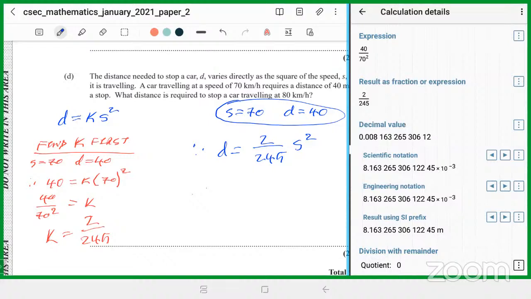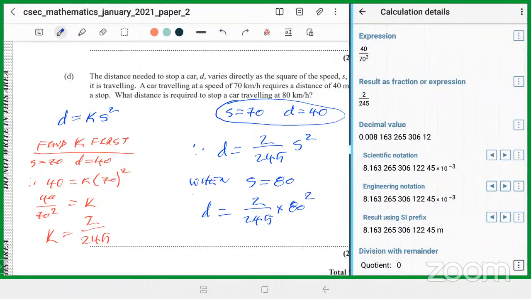So this question is asking us, what is the distance when the speed is 80? That's what it's saying. So I can say when the speed equals 80, the distance equals, I'm plugging the 80 right here for the speed to work it out. The distance to stop is 2 over 245 times 80 squared. Put in the 80 right here. And then you can work that out with the calculator again.